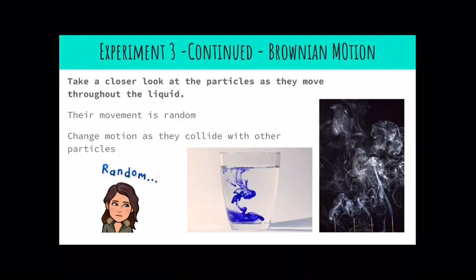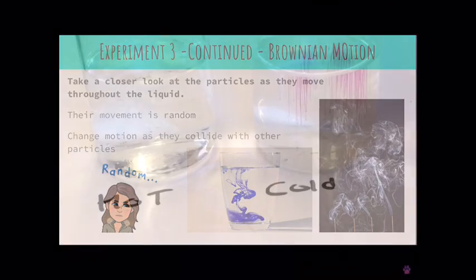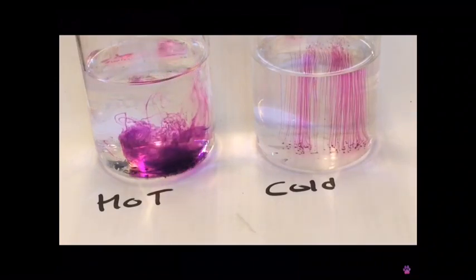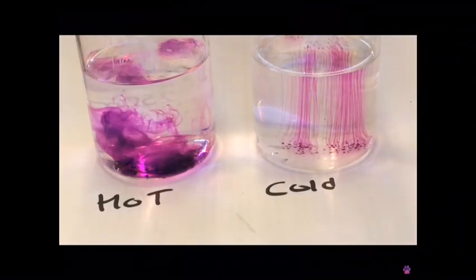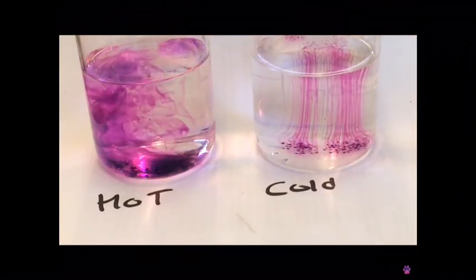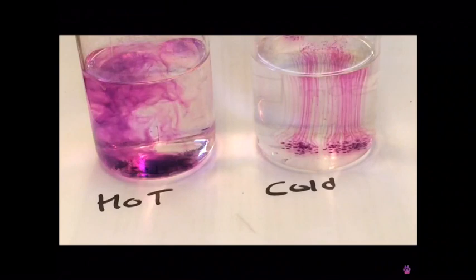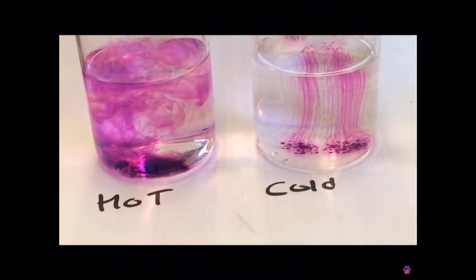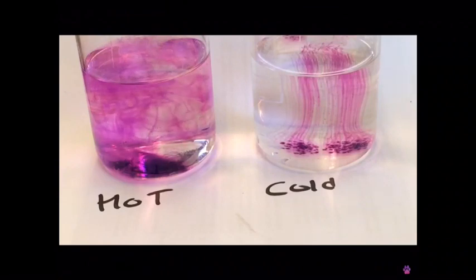Again, we'll also compare temperature. Now I would like you to look at the lines made by the particles as they are trapped in suspension. You'll see that they are colliding. The hot water has more energy, so the collisions are more vigorous and the change is more random, whereas the cold water is low energy, so it's a bit more controlled.